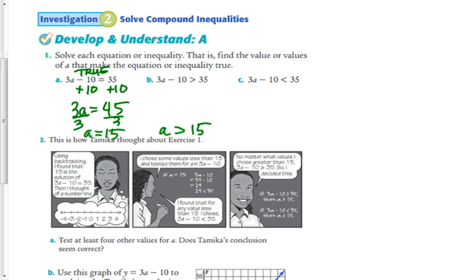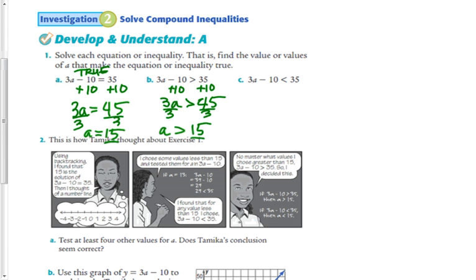Now notice the difference between this answer and this answer. All it really is is the sign. So I can solve this the same way I did the other one. Add 10 to both sides, and then I get this, and divide both sides by 3, and I get my answer, any number greater than 15.